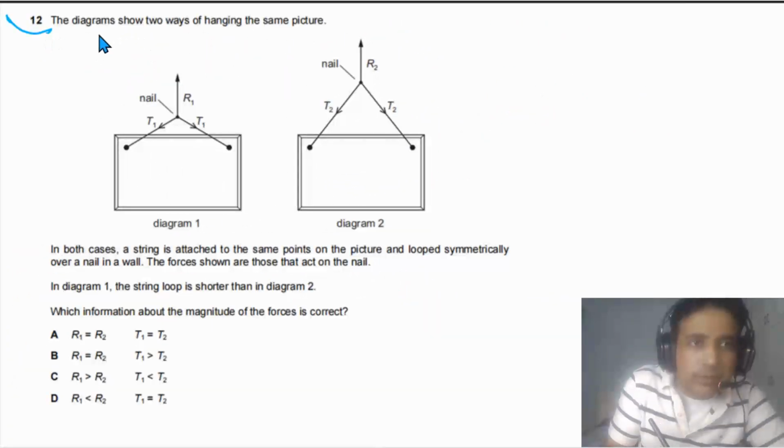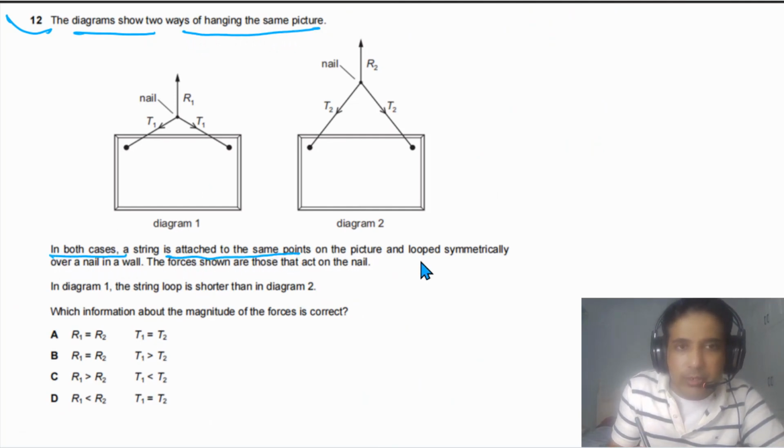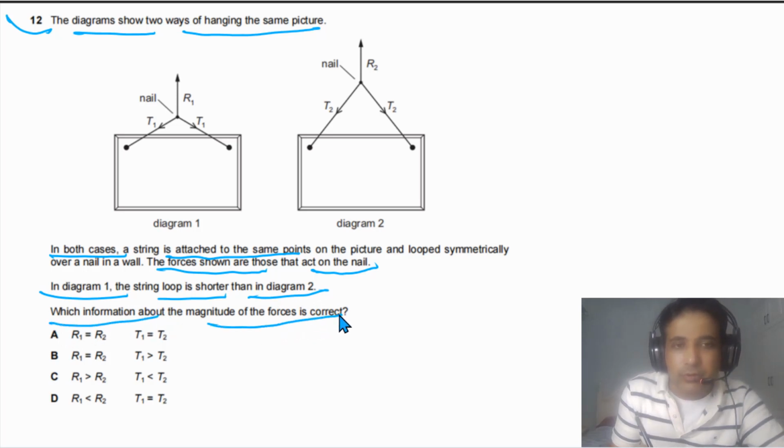Question number 12 says the diagram shows two ways of hanging the same picture. In both cases, a string is attached to the same points on the picture and loops symmetrically over a nail in a wall. The forces shown are those that act on the nail. Very important one, on the nail. In diagram 1, the string loop is shorter than in diagram 2, which information about the magnitude of the forces is correct? So we need to compare T1 with T2 and we need to compare R1 with R2.